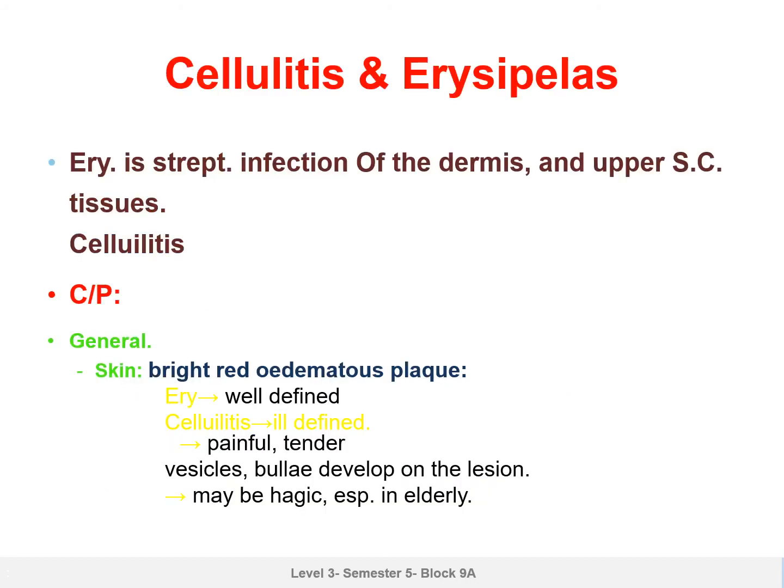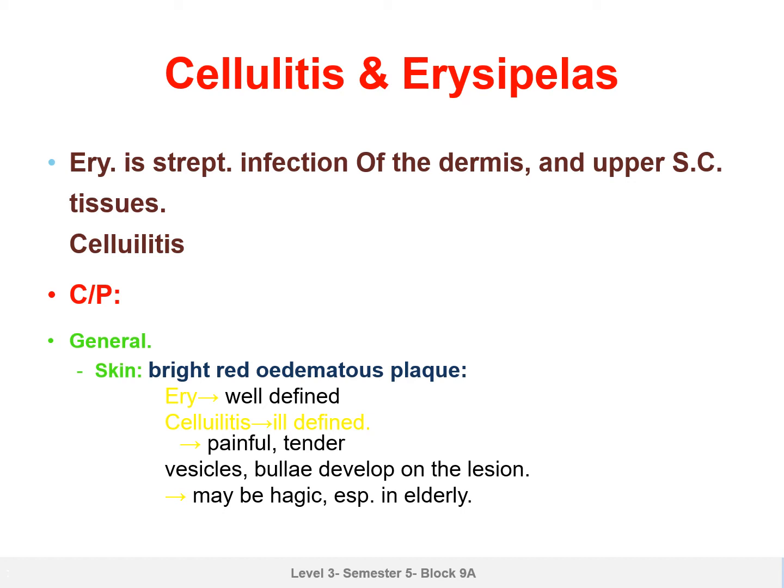Now we will discuss diseases caused by bacteria called streptococci. As we said before, diseases include some cases of impetigo, cellulitis and erysipelas, angular cheilitis, cellulitis and erysipelas mean streptococcal infection of the dermis and upper subcutaneous tissue. The clinical pictures of erysipelas and cellulitis are similar, but there is a small difference between the two diseases.